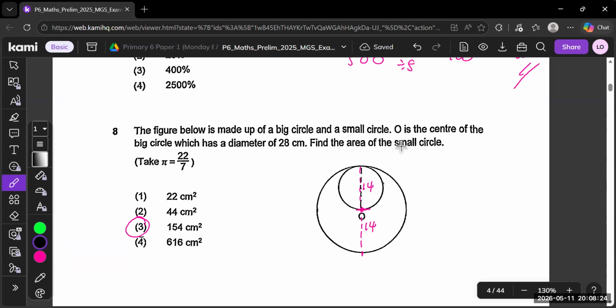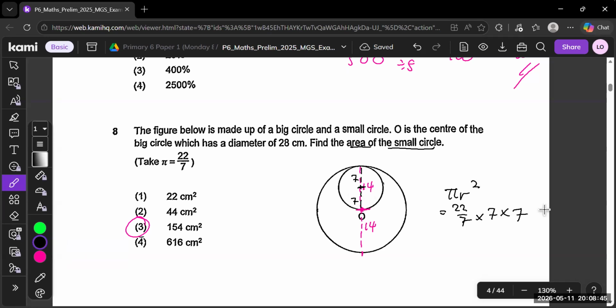How do you find the area of the small circle? Your formula is pi r squared. Okay? And you are finding the area of the small circle. So your pi, write your fraction, and the circle has a diameter which is 14. You divide by 2, you get the radius. So times 7 times 7.